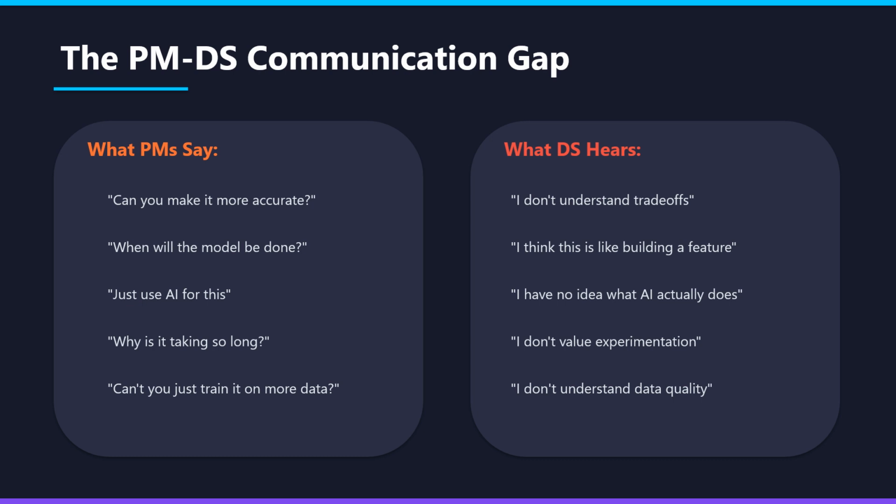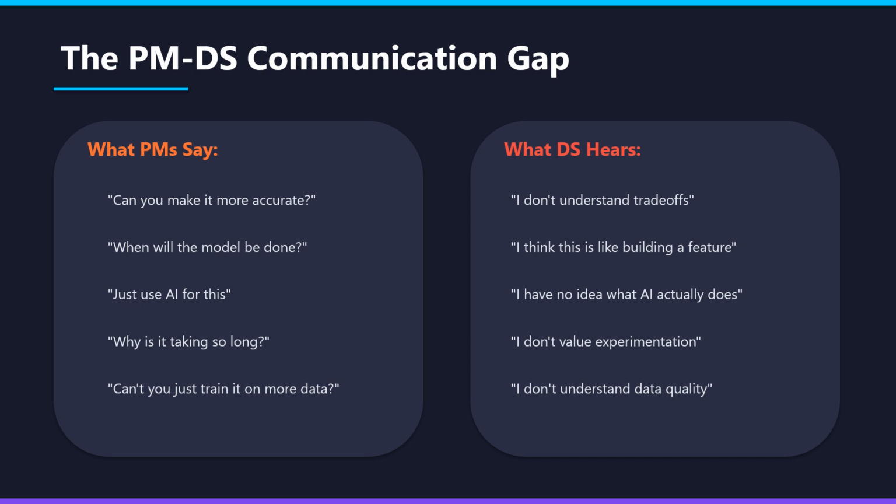When a PM says, when will the model be done, the data scientist hears, I think this is like building a feature with a predictable timeline, but AI experiments don't have predictable outcomes. The model might never hit your target. That's a valid outcome. And when a PM says, just use AI for this, the scientist hears, I have no idea what AI actually does or what's involved. It's like saying build an app for this to an engineer. So it reveals a fundamental misunderstanding of the work.